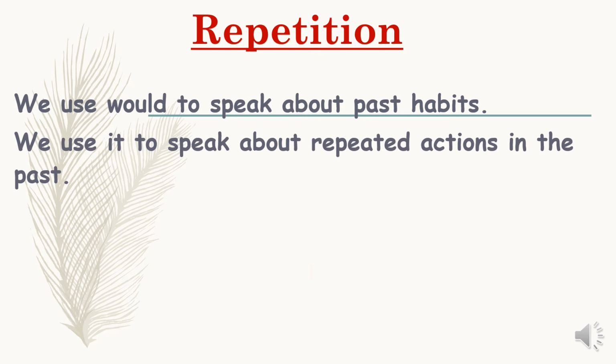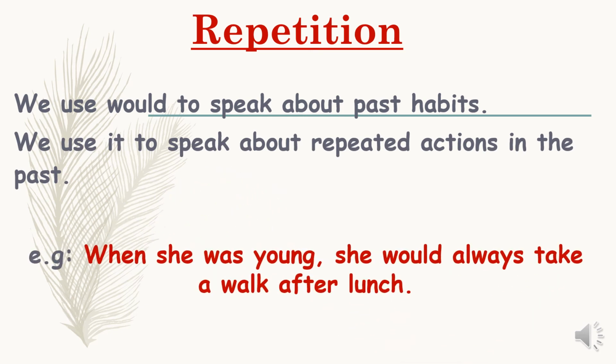When she was young, she would always take a walk after lunch. So if I tell you what would is expressing here, you would say repetition. Why? Because first, we're talking about a habit in the past. When she was young, this is in the past, and it's a habit that she takes a walk after lunch every day. We have always. She would always take a walk after lunch. So this is a habit.